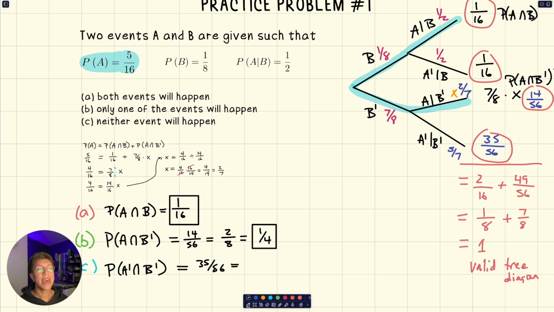And if we simplify that, dividing by 7 in the top and bottom, we get 5 over 8. And so with that, we have completely solved this problem, and we've also built out a complete tree diagram.